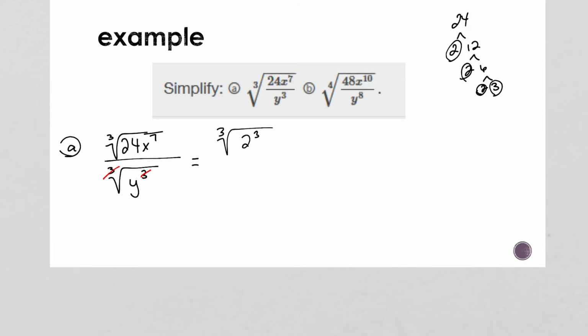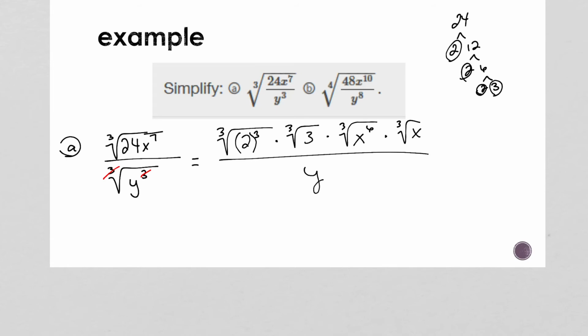The cube root of 2 to the third times the cube root of 3. Okay, so I took care of the 24. Now let's take care of the x to the 7th. Times the cube root of x to the 6th. Why did I write it like that? Because 6 can easily be divided by 3, right? Okay, and then I need one more x under the radical. Okay, and then in the denominator, I'm just going to go ahead and simplify that. So we've got just plain old y.